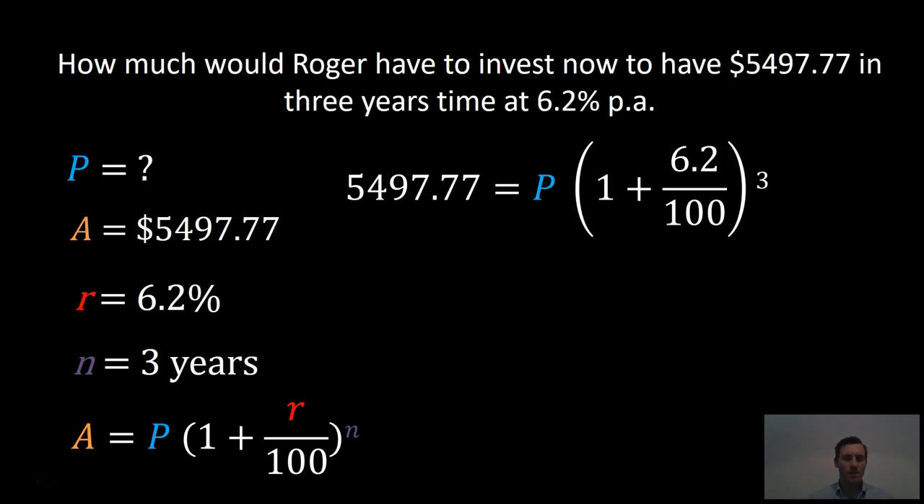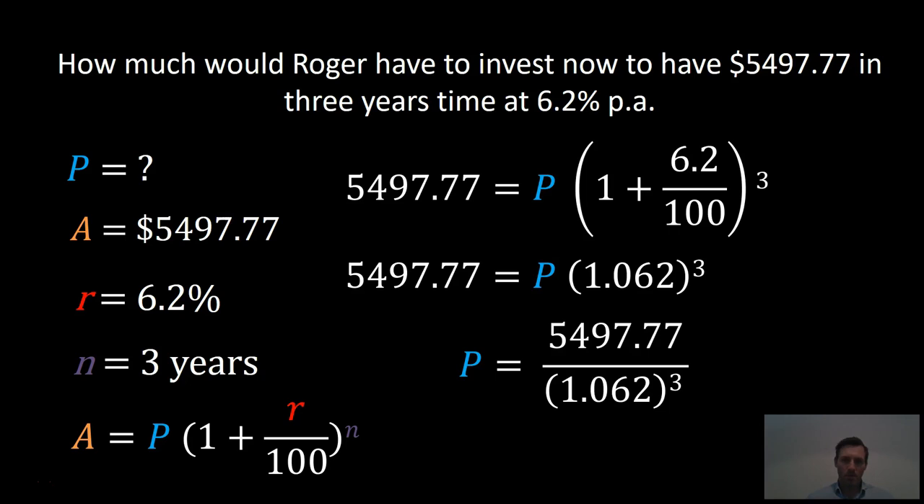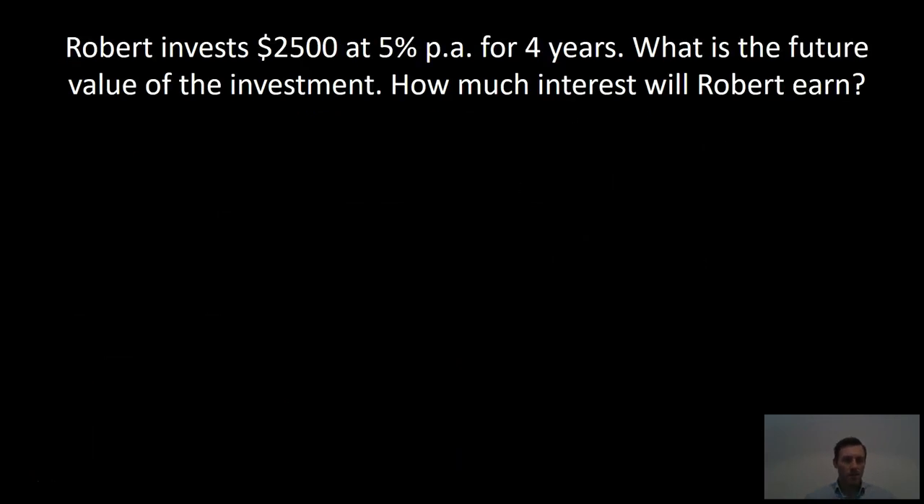We substitute those values into our formula and we can simplify it to $5,497.77 equals P times 1.062 to the power of 3. Then we divide both sides by 1.062 to the power of 3. We put that into our calculator and we work out that the original principal that he would need to invest is $4,590.